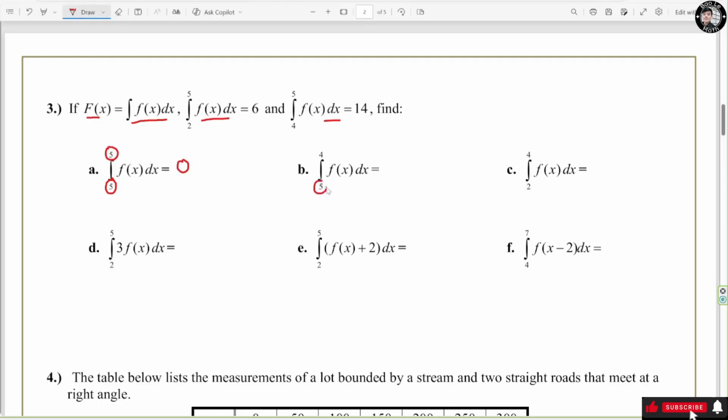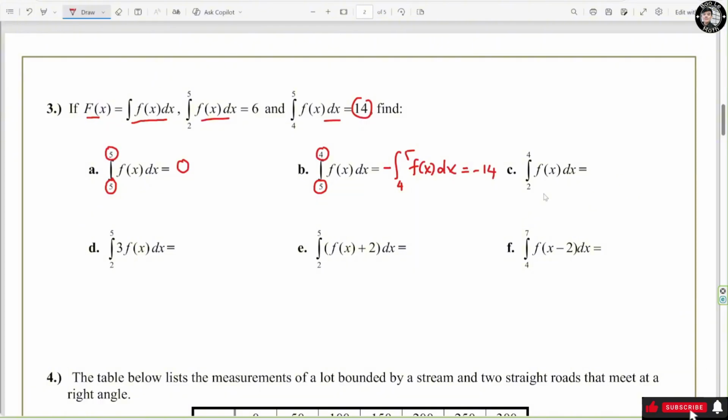Now question B. If you see the lower limit is greater than the upper limit, you need to flip the upper and lower bounds, right? So it turns out to be integral from 4 to 5 of f of s ds. Don't forget to put the negative sign in front, right? Now integral from 4 to 5, it turns out to be 14 right here, so the answer must be negative 14, right?